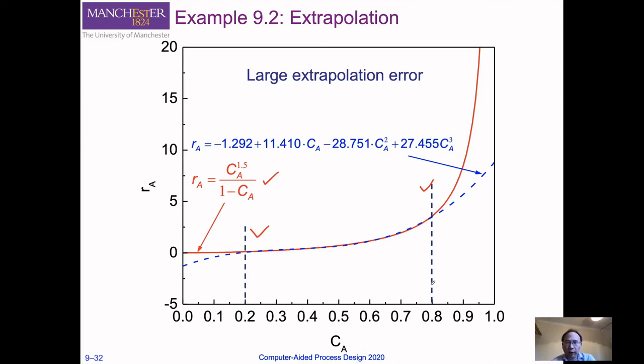from the theoretical approach. However, if the concentration is smaller than 0.2 or the concentration is greater than 0.8, then you can see there is a large difference in the reaction rate predicted by the empirical model and the theoretical model. The empirical model does not predict very well, so the empirical model cannot be used for extrapolation.